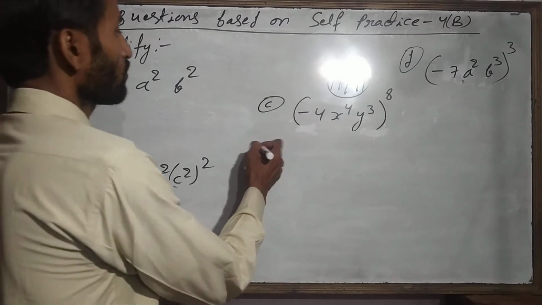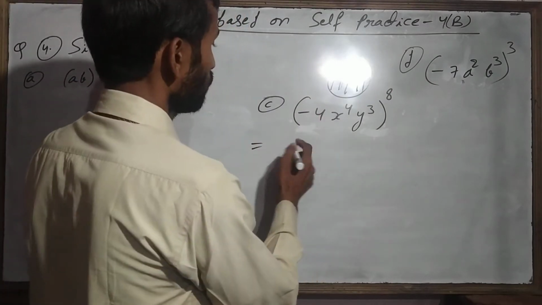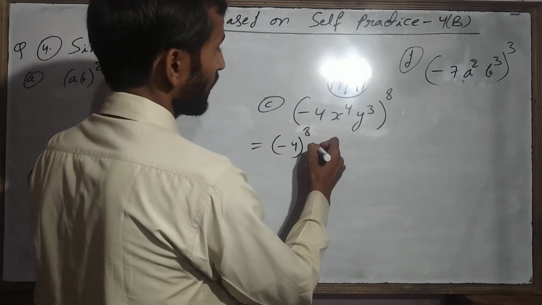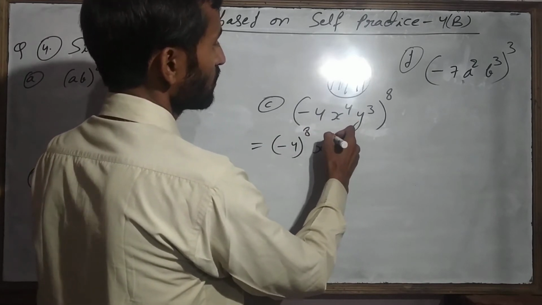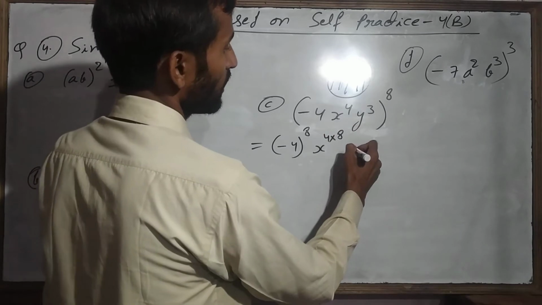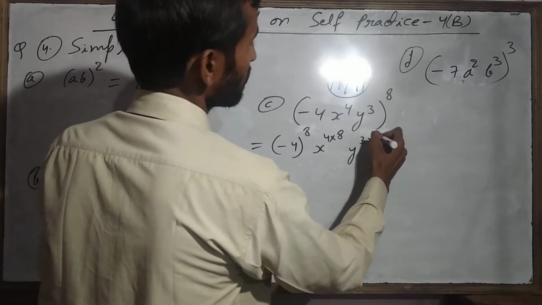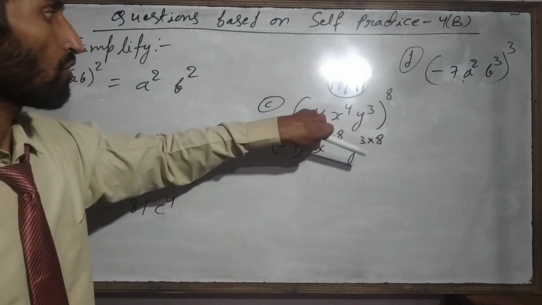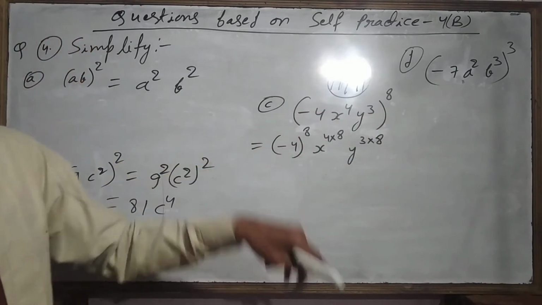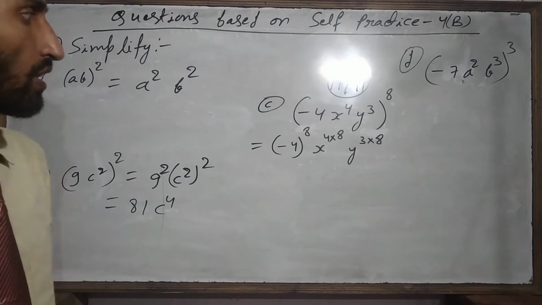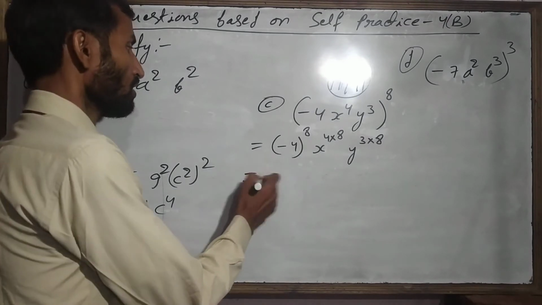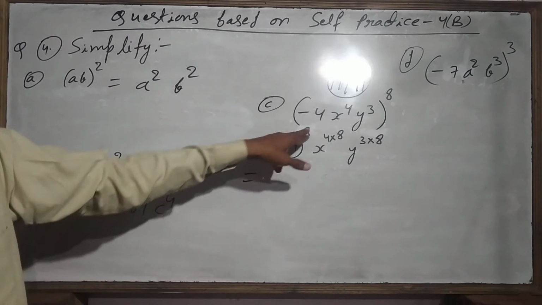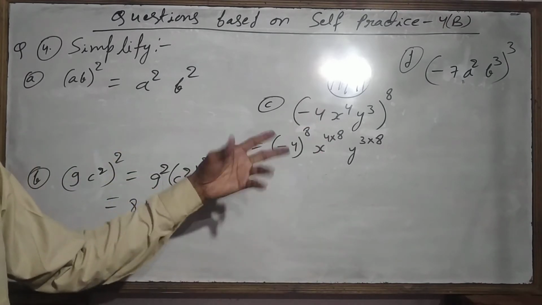Next one, minus 4 x power 4 y power 3, whole power 8. So we have to solve here. Minus 4 power 8 will come, and here x power 4 into 8, and then y power 3 into 8. This 8 will come for each variable and constant, whatever is there. If any number is negative and the power is even, then the answer will always come positive.